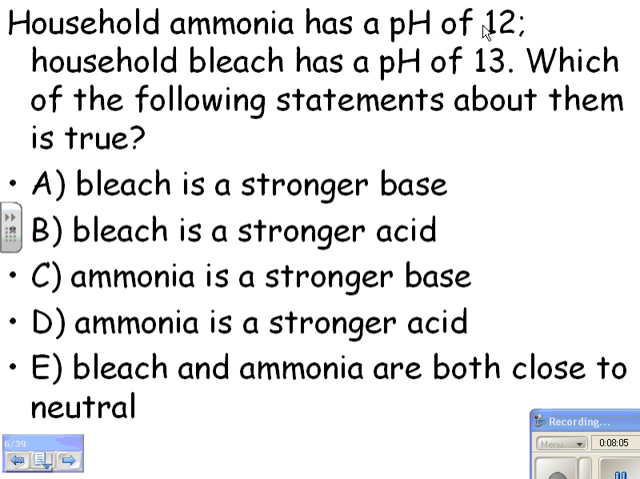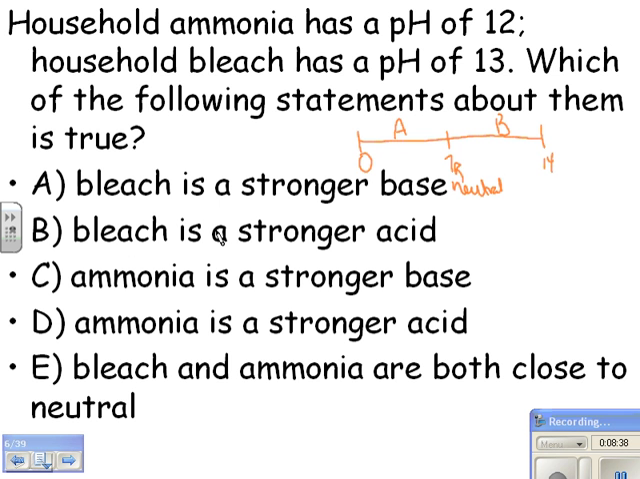Household ammonia has a pH of 12. Let's do our chart. I always do these. So this pH scale goes from 0 to 14 with a 7 in the middle as neutral. And whenever you do the pH, you gotta sing your song. A, B, C. Okay, so A is for acid, B is for base, 0 to 7 is an acid. So we're talking about household ammonia with a pH of 12 and household bleach with a pH of 13. Which of the following statements about them is true?